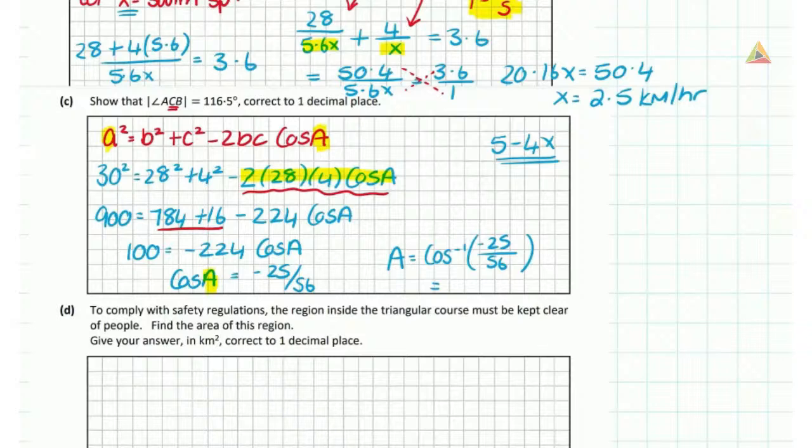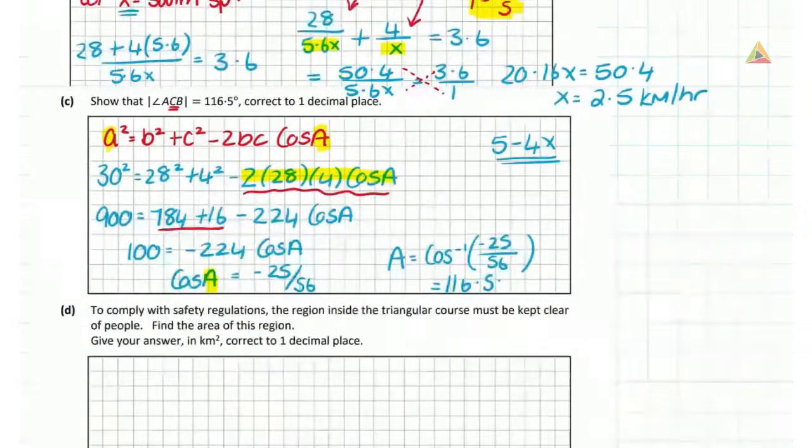And throwing that into your calculator, you should be getting 116.5 degrees. And again, like I said, make sure your calculator is in degrees. And that's to 1 decimal place as we were asked in the question.